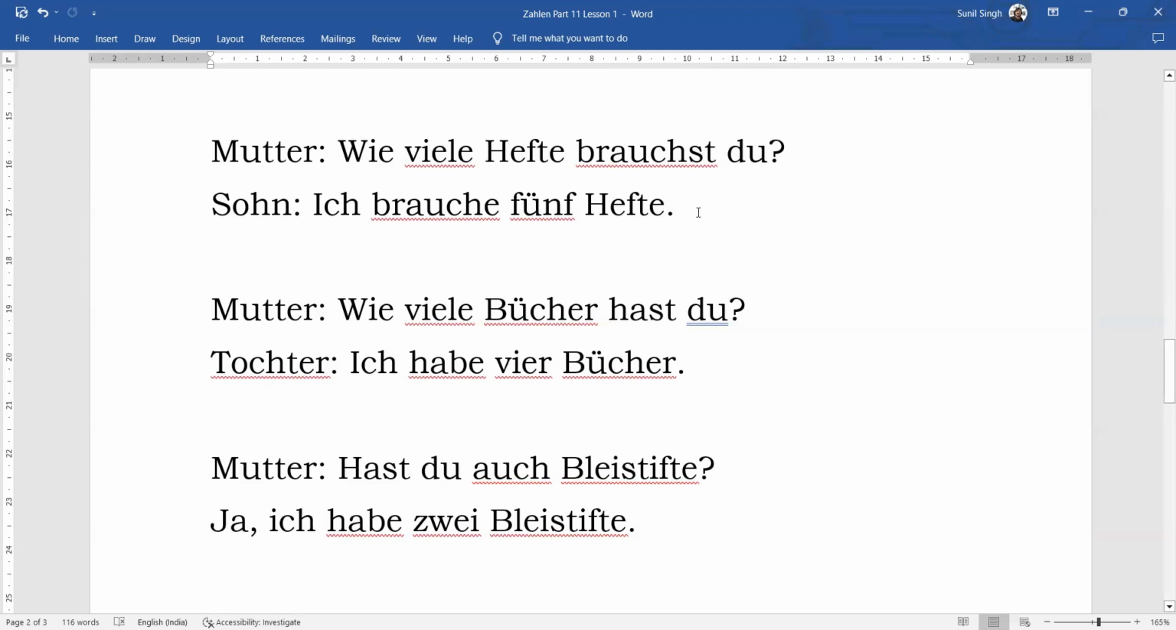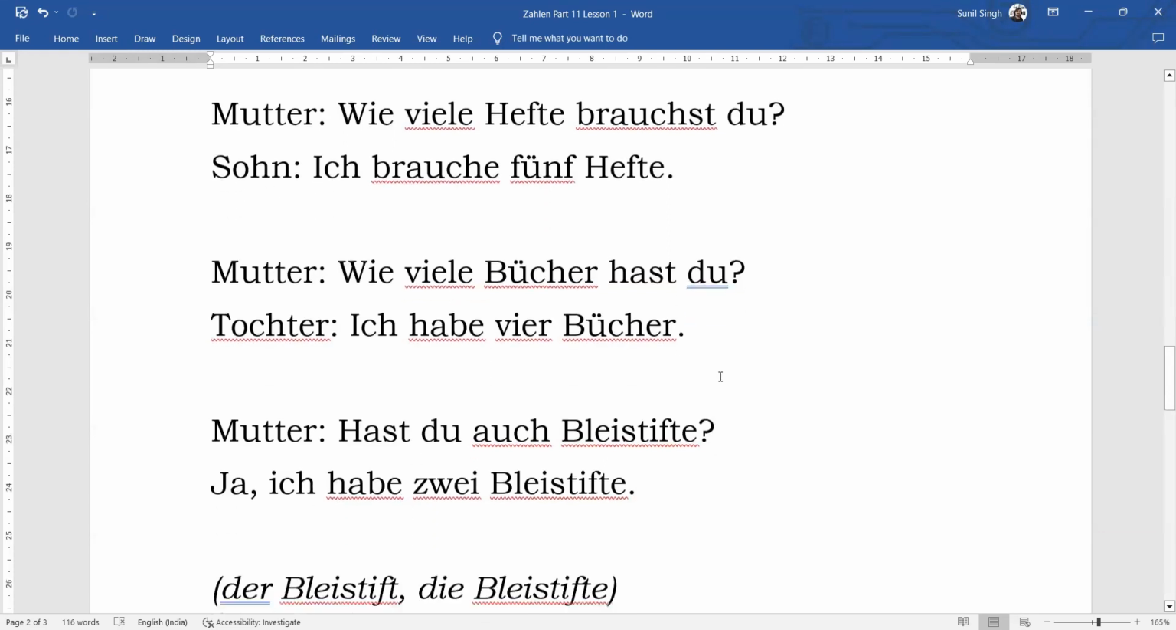मुझे 5 notebooks चाहिए. Mutter, again, mother says, wie viele Bücher hast du? How many books do you have? आपके पास कितनी किताबें हैं? Tochter, the daughter says, ich habe 4 Bücher. I have 4 books. मेरे पास 4 किताबें हैं.